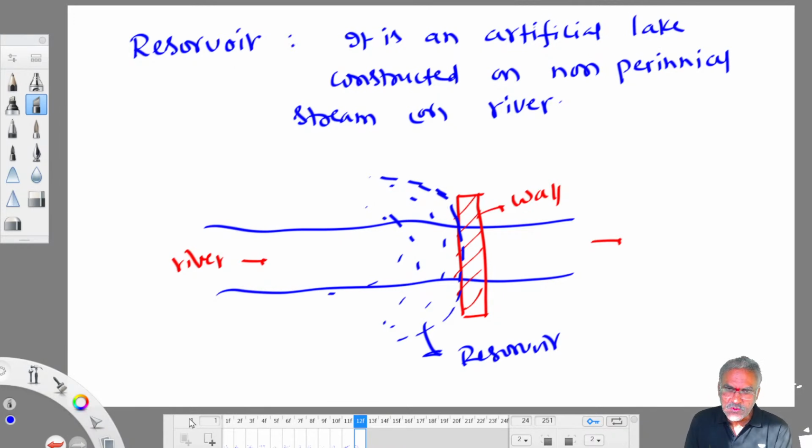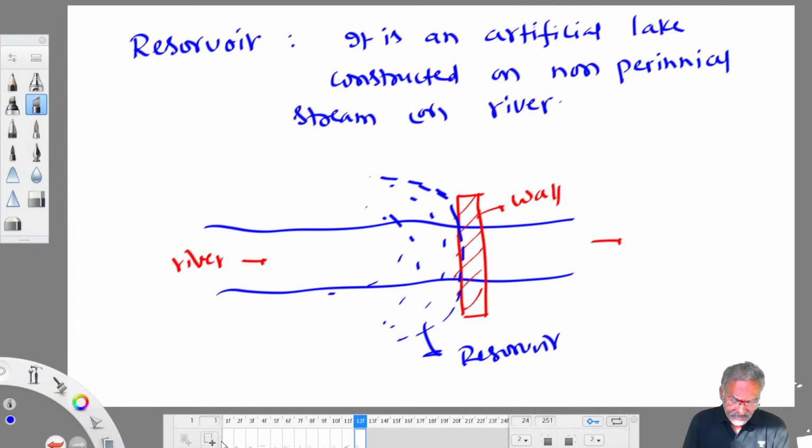So if you compare all these sources, among streams we depend more on rivers. Perennial rivers are more reliable because huge amounts of water are available. So any type of community, without any second thought, can depend on perennial rivers.